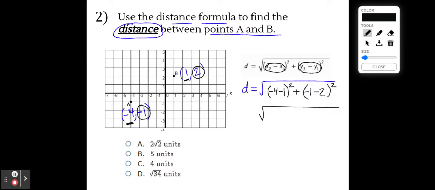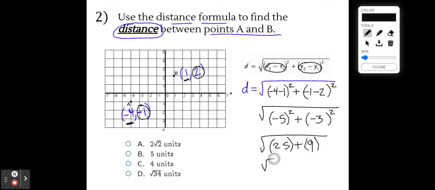I want to do parentheses first. So -4 minus 1 is -5. And then -1 minus 2 is -3. Okay, bring down the square root or the radical sign. Now -5 squared. -5 times -5 is 25. And -3 times -3 is 9. Okay, then I can add those two together. 25 plus 9 is 34.